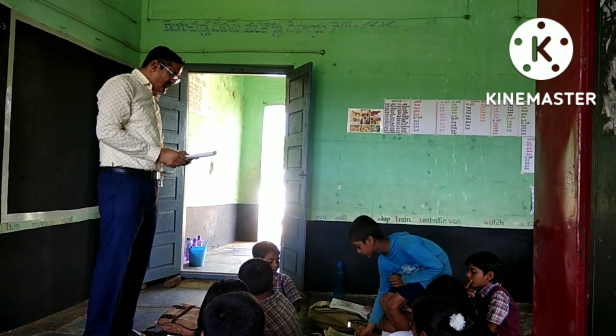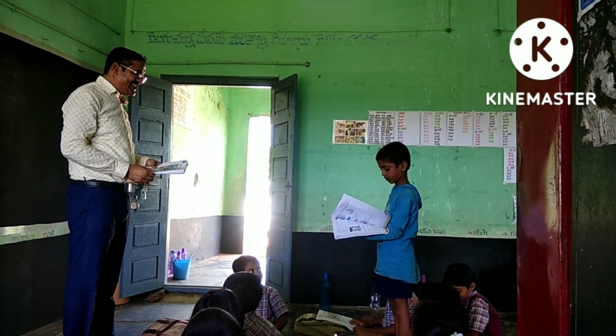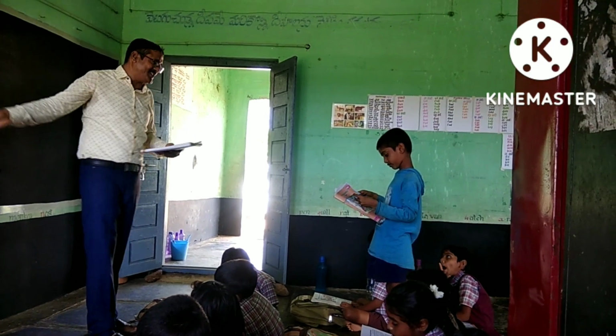What do you see in the picture? Hi, sir. Observe the chair. Tomato is there. Vegetable already completed. Vegetables. Next thing.